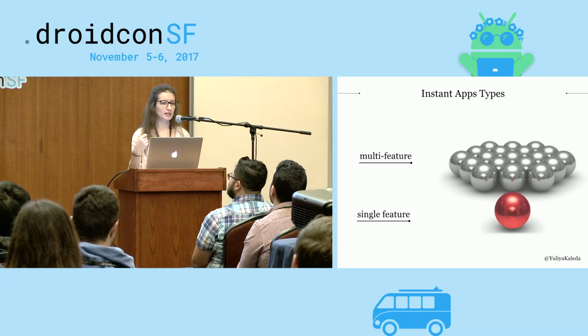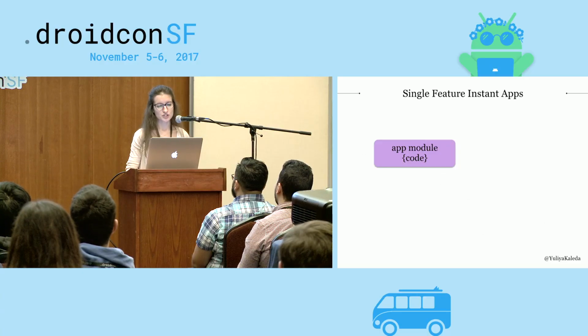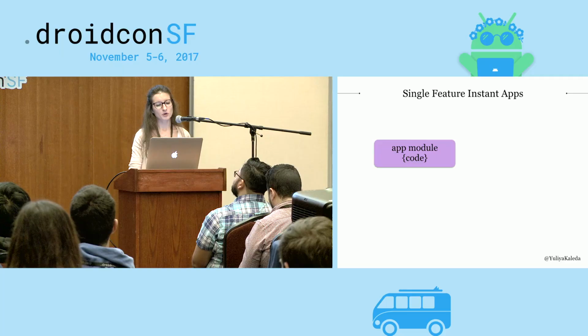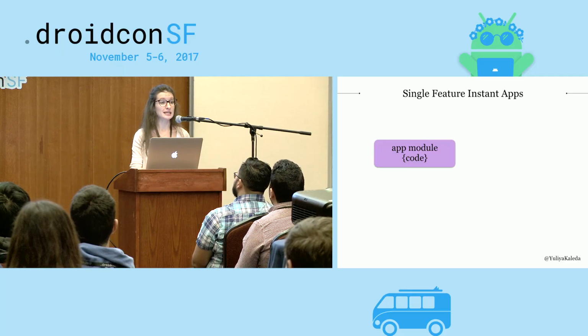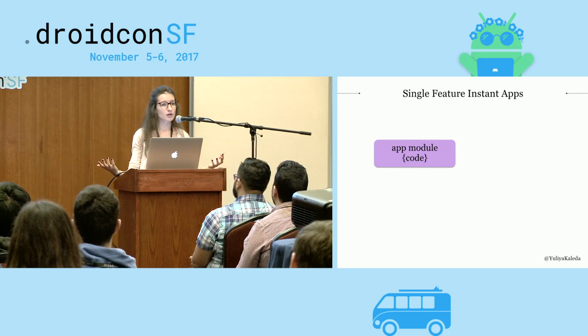And now let's start to dig deeper into each approach and see what are the benefits and what are the issues with each of them. And we'll start with the easiest approach, which is a single feature instant app. It's probably one of the best ways to start building an instant app and play with it and see how it works. So imagine we have just one module, right? Currently we have our regular installable application. All our code lives within one module, which is the app module.